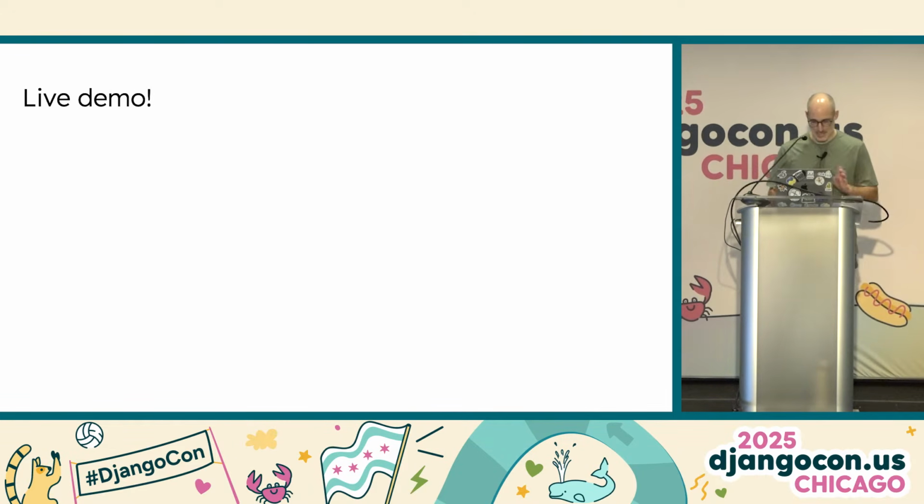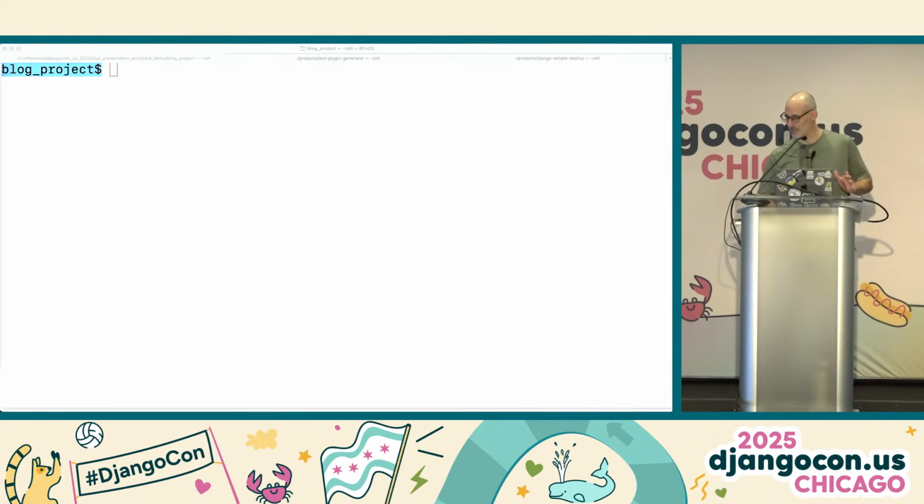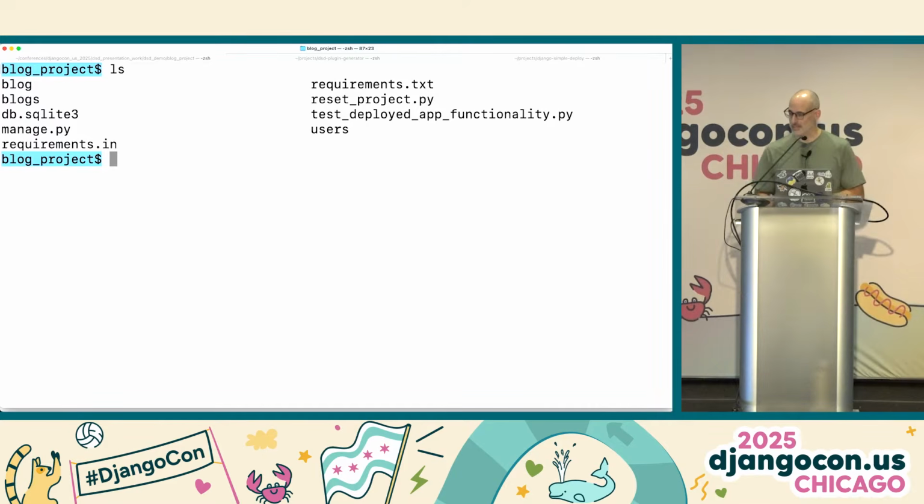So let's see it in action. My window manager is doing weird things. We'll try it. If it fails, you'll see it on the slides. We're going to look at this. This is a blog project. This is a local project with no deployment-specific code or configuration. It's what you get after running startproject and building out your site on your local computer. So let's make sure it runs locally.